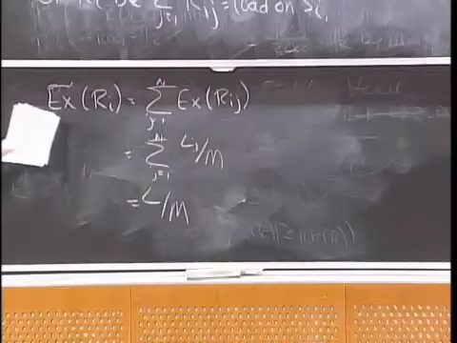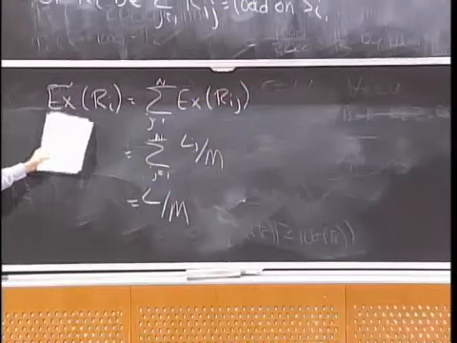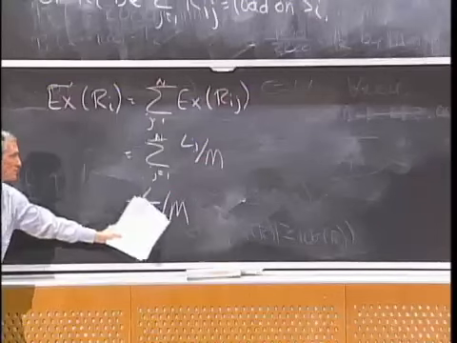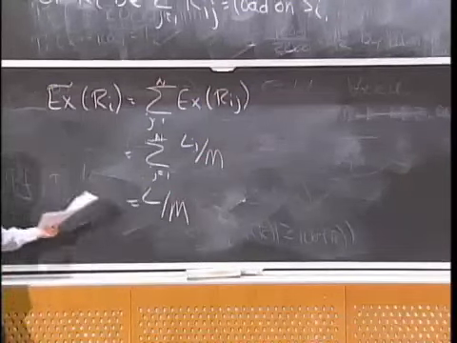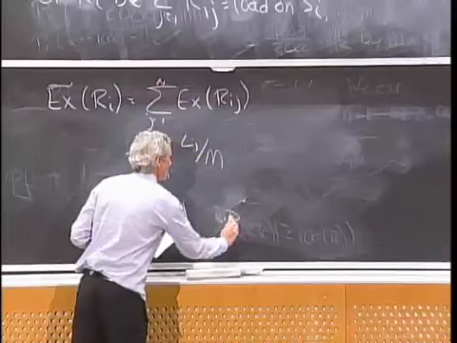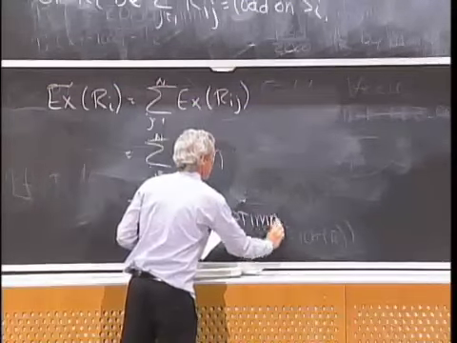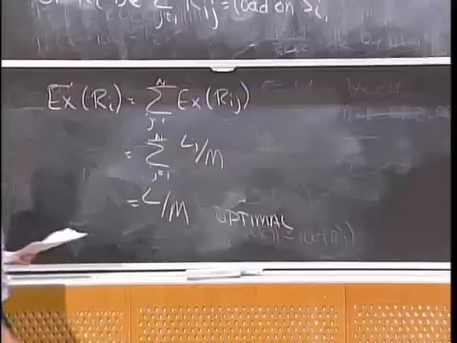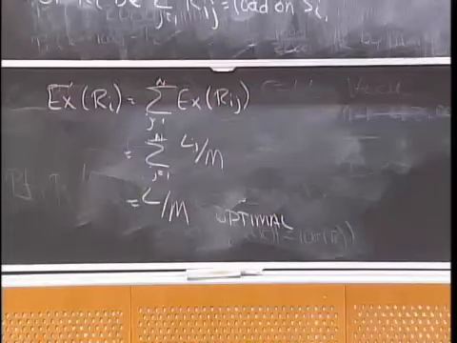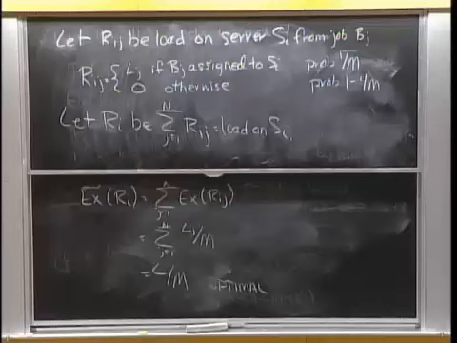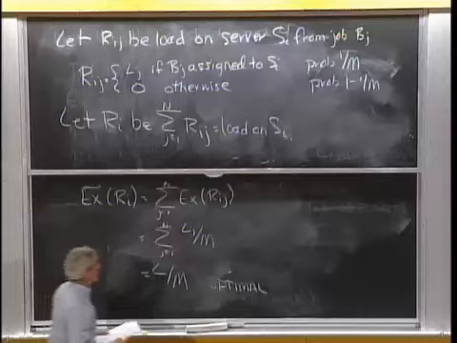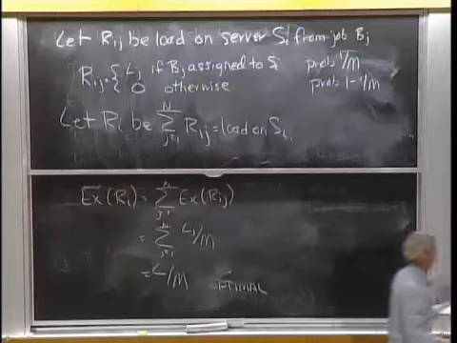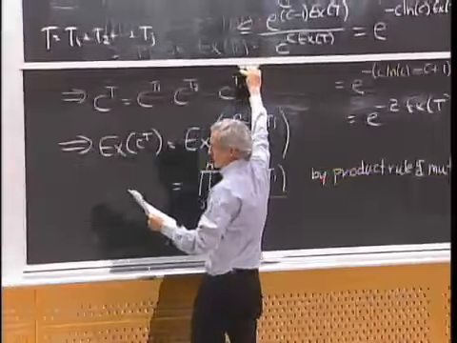So the expected load of the ith server is the total load divided by the number of servers, which is perfect. It's optimal. Can't do better than that. All right, and it makes sense. If you assign all the jobs randomly, every server is expecting to get 1 over m of the total load. Now we want to know the probability you deviate from that, that you have too much load on the ith server.